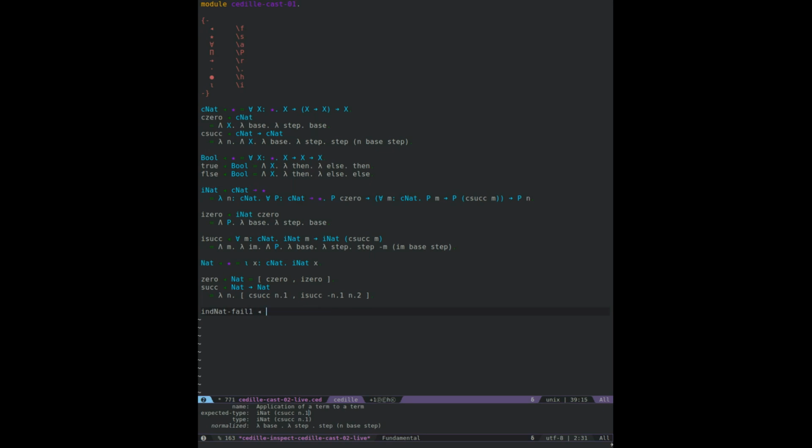But anyway, let's say induction nat fail is the type for all p, nat star. Give me that p holds for 0, and that if p holds for m, p holds for successor m, then give me any n, and I'll return a proof that p holds for n. P, add a base, add a step, add a n.